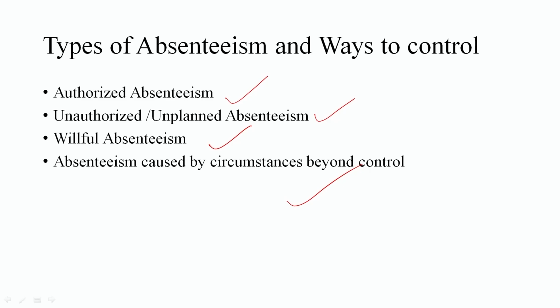And then willful is purposely. They themselves feel, no, tomorrow I'm not going to work. So when there is a will of their own that they will be absent the next day, that is a kind of willful absenteeism. And then absenteeism caused by circumstances beyond control can be related to any kind of mishappenings which can happen at any point of time, anything related to an accident, anything related to long illness, and so on and so forth.